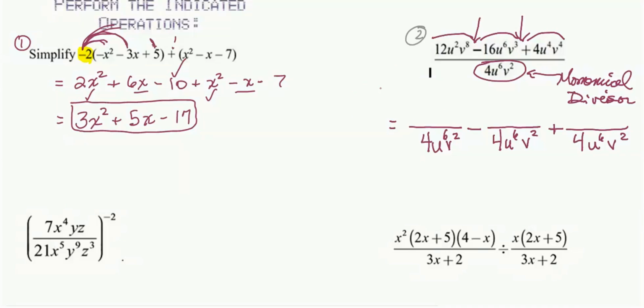And now what you're going to put into the numerators would be each term. So 12u squared v to the 8th will be my first numerator. Okay, and then 16u to the 6th v cubed. Remember, the subtraction is between the fraction bars. Of course, last we're going to have 4u to the 4th v to the 4th. Now we're going to take this one fraction at a time.